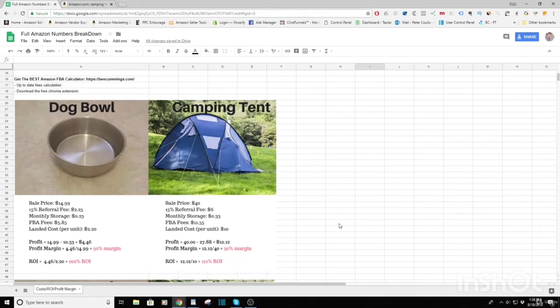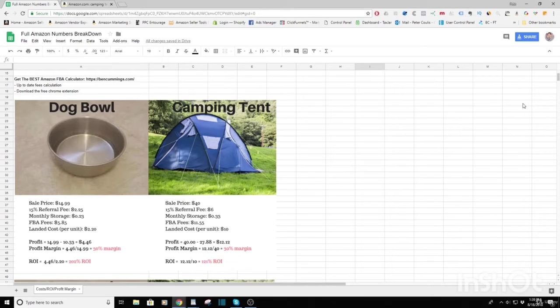Not terrible, not amazing, but pretty standard, especially for your first order and first product. 30% is certainly not bad. And there's one other thing we need to find now, okay? What's our ROI? What's our return on investment? And remember how we find that? I showed you at the top. We have to take our profit per unit and then divide it by our landed cost. And 4.46 divided by 2.2 is 202% ROI. Very good ROI, actually. Anything over 200% is pretty good.